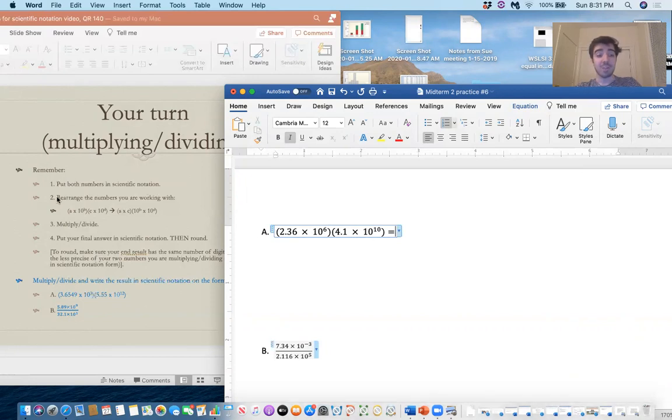Okay. Then rearrange the numbers you are working with. Remember that when you're multiplying and dividing, the operations are commutative, which means that I can just switch and move these around however I'd like, meaning I can put my two coefficients together and my two powers of 10 together. So let's go and do just that. 2.36 we'll still lead with here. And then the 4.1 will be after that. And then we will put the powers of 10 together. 10 to the 6 and 10 to the 10.